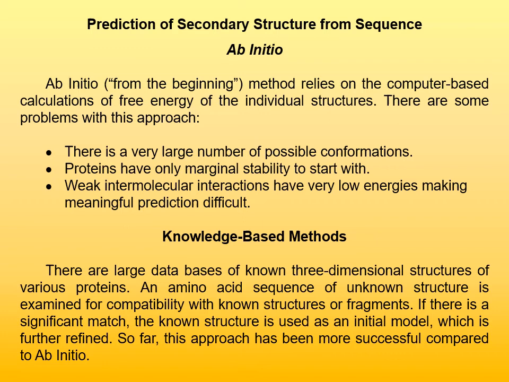So we have large databases of known 3-dimensional structures of various proteins. And then we match the amino acid sequence of an unknown protein, of unknown structure, with those with known structures or fragments. And then if there is a match, we predict that they would have the same or similar secondary and tertiary structure. As I said, in general, this model has been far more successful compared to the ab initio model.